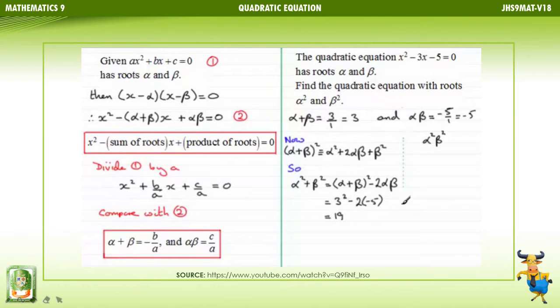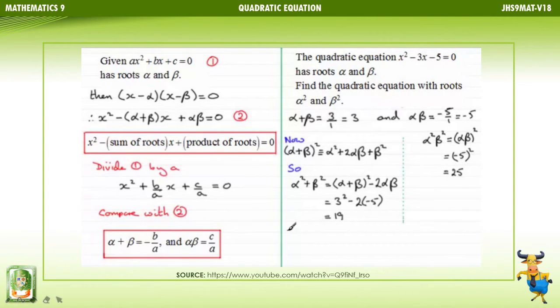And to get alpha squared beta squared, all we need to do is say that this is alpha beta all squared. Alpha beta we see is minus 5, so we end up with minus 5 all squared, which is 25.